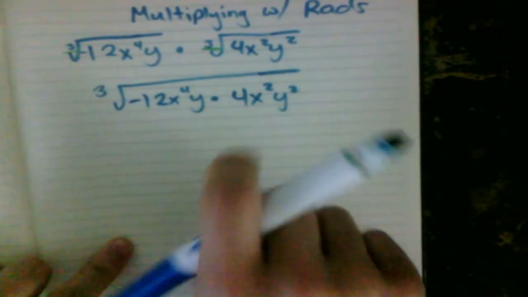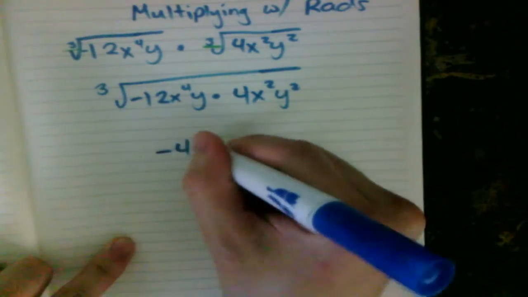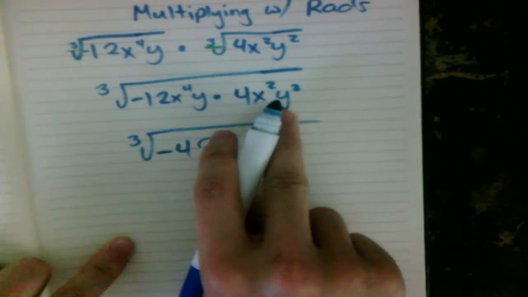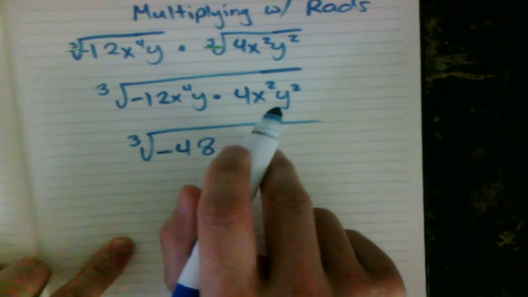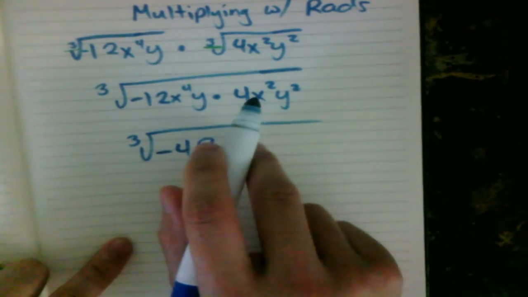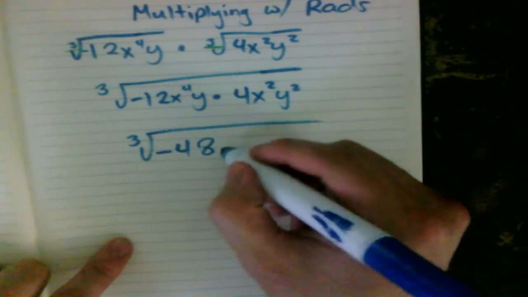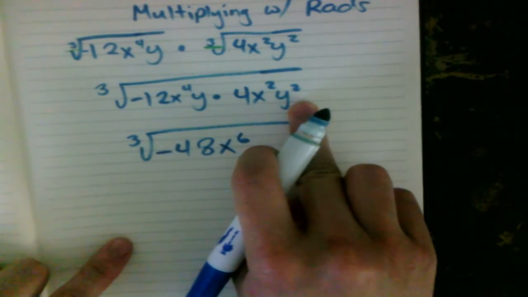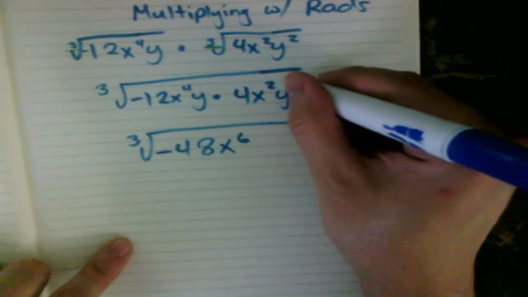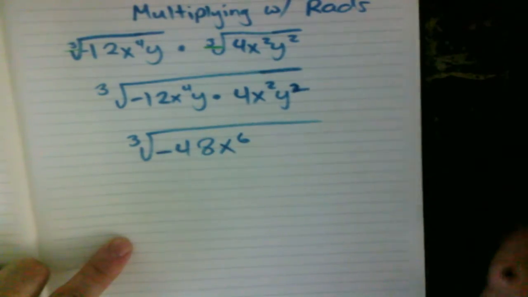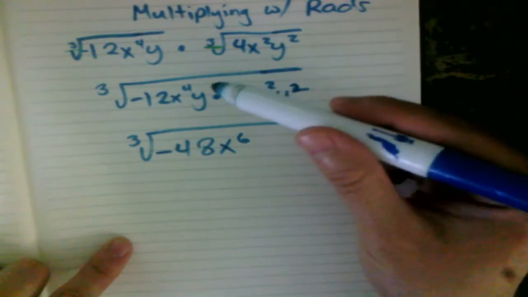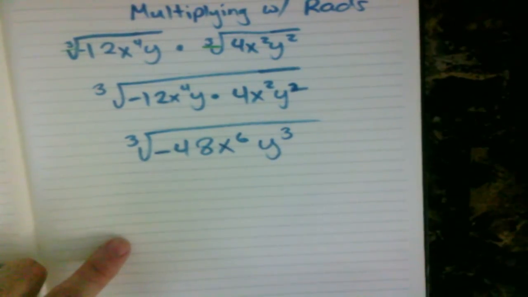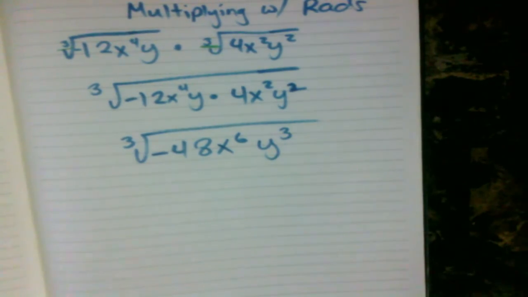Negative 12 times 4 gives you a negative 48. X to the 4th times x to the 2nd. Remember, when we multiply values with exponents, you're just going to add the exponents, so 4 plus 2. And then y times y to the, was that a 2 that I wrote? Yeah, it's a 2. Okay, it might be hard to see. So y to the 1st times y to the 2nd, that's 1 plus 2, gives you y to the 3rd. All right, and then now we're just going to break each individual part down.